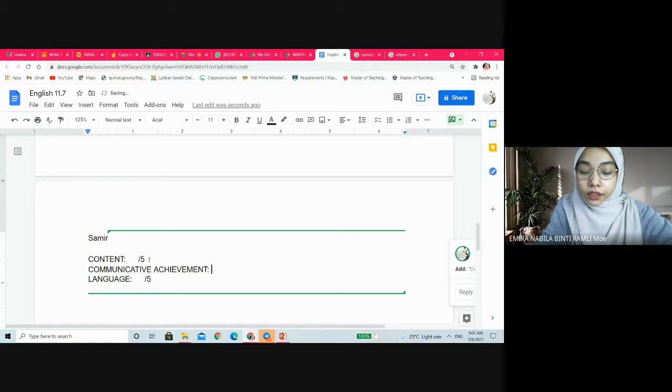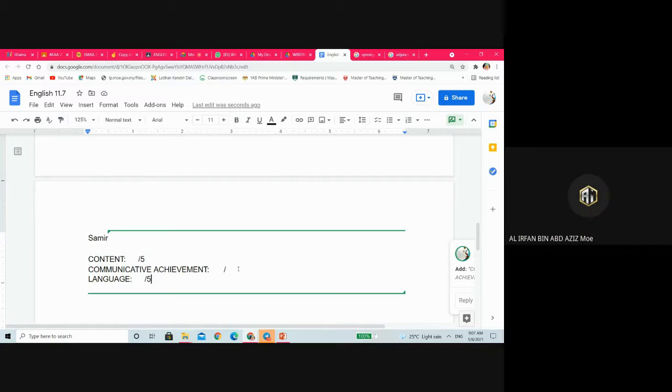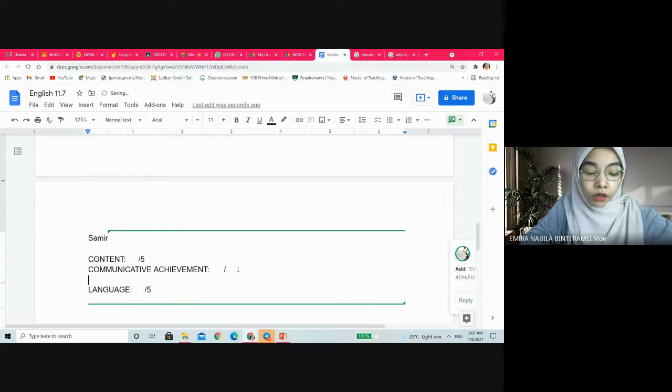Communicative achievement: whether you managed to write the email or not, whether you managed to use the language that you should. So that would be communicative achievement. And then the last one, who remembers the last one? Actually, organization. Good job. Okay, so organization also gives you marks.